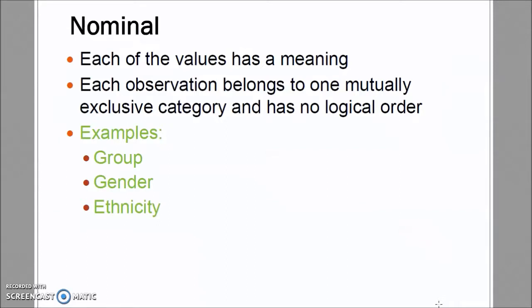Like gender, male, female, there is no logical order for it. Ethnicity, race. We talk about groups. We talk about hair color. If you're talking about blonde, black hair, brown hair, there is no logical order. They are mutually exclusive quantities. With nominal, you give them a number. And I'll explain why types of data is so important.